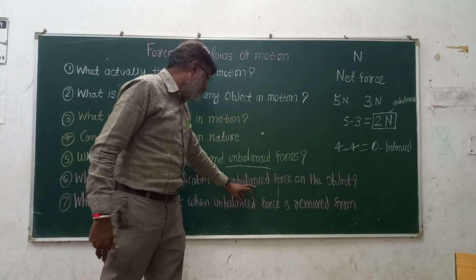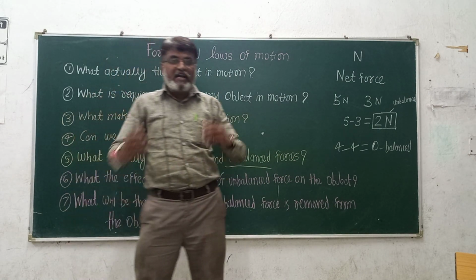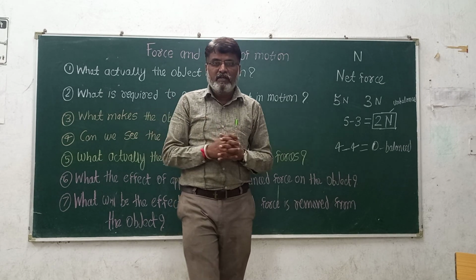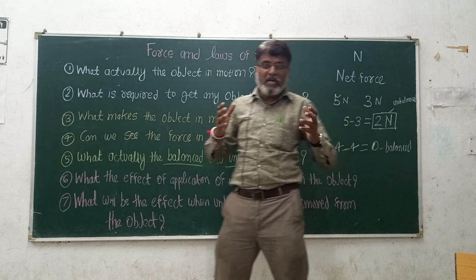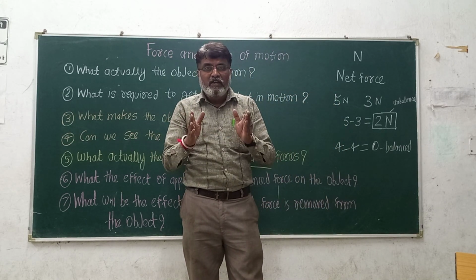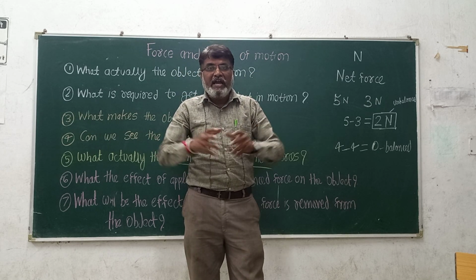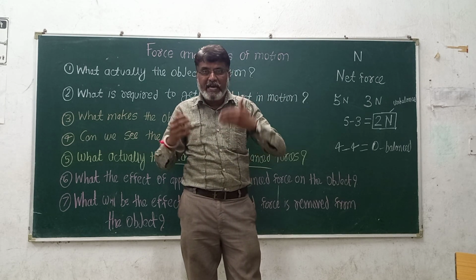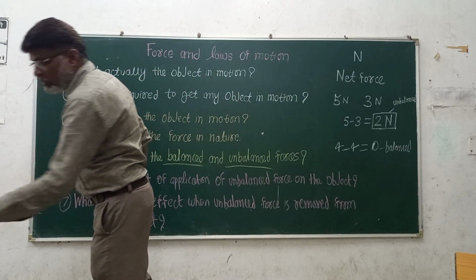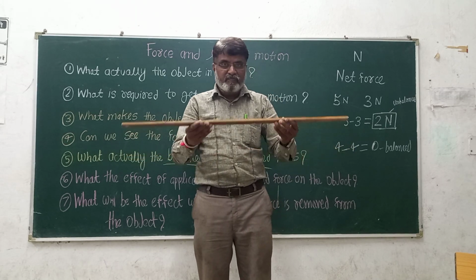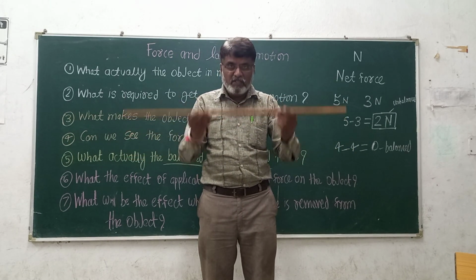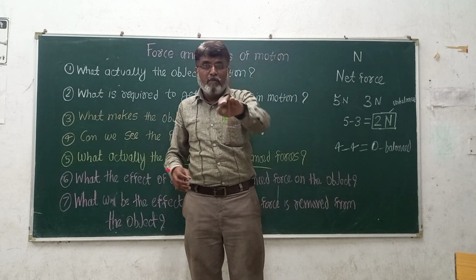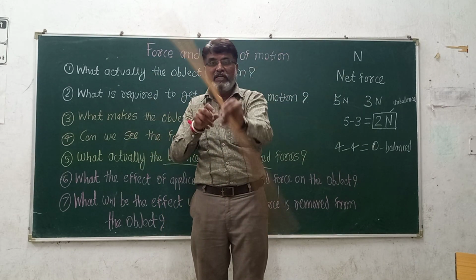What is the effect of applying unbalanced force on an object? What happens when we apply the unbalanced force on the object? What happens? When we apply an unbalanced force on the object, definitely the speed of the object changes and the direction of the object also changes. All of you getting it? This is the reason. If I apply force on this, the speed changes and the direction also changes. According to the magnitude of force, I can change the direction.